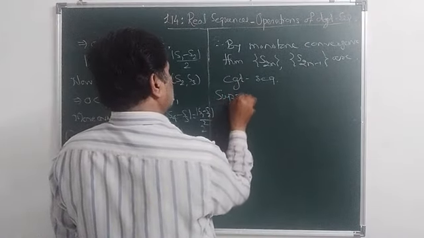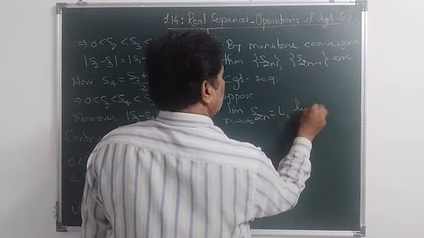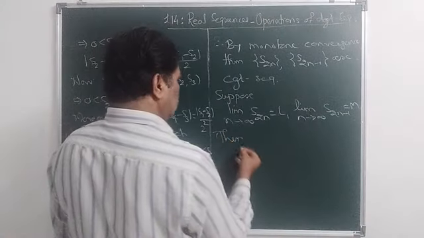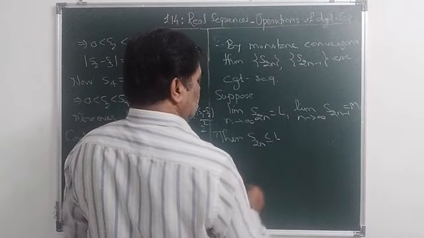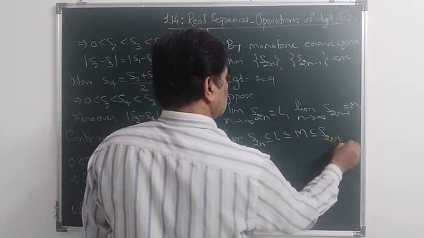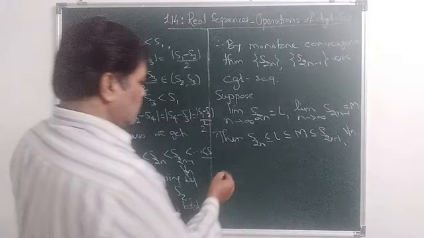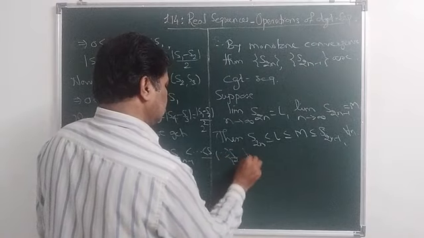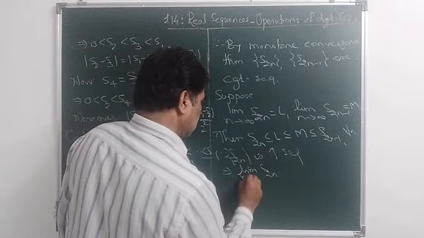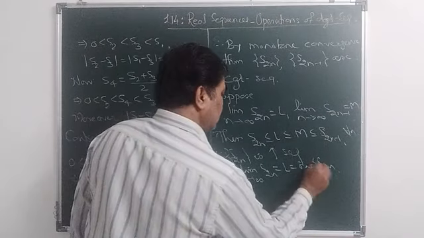So suppose limit n tends to infinity of S2n is equal to L, limit n tends to infinity of S(2n-1) is equal to M. Then S2n is less equal S(2n-1) for every n, because S2n is an increasing sequence, so L must be less equal M. Since S2n is an increasing sequence, the limit of S2n, which is L, is equal to the supremum of S2n, where n varies in N.